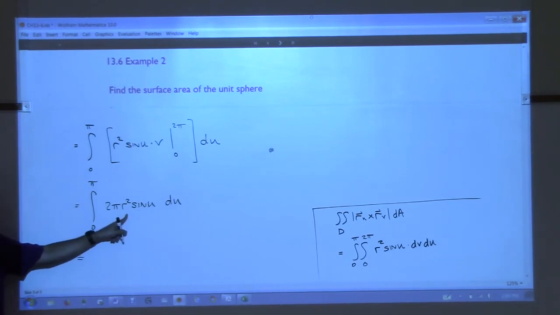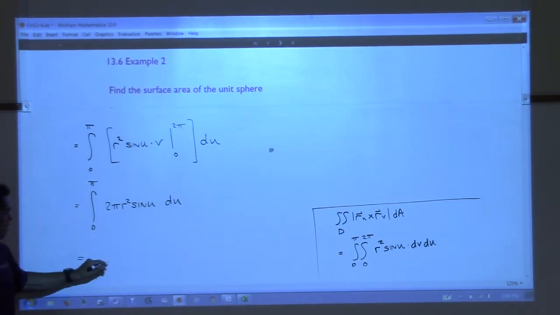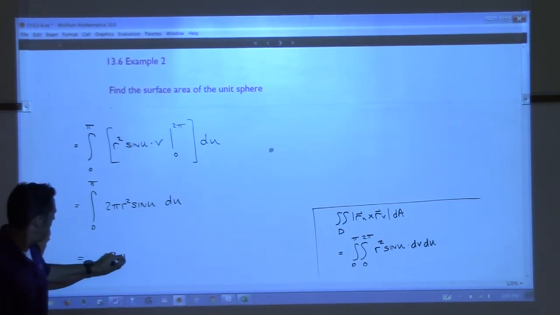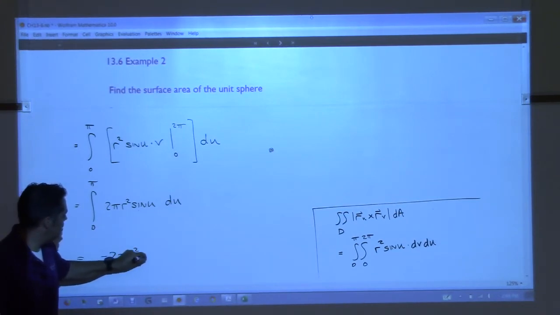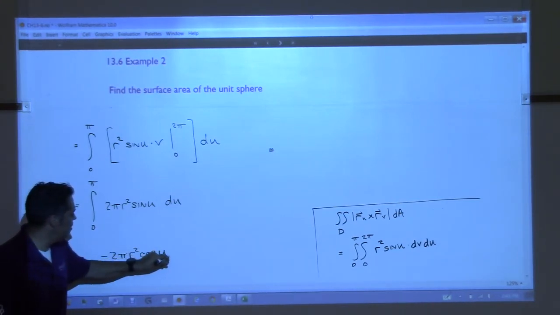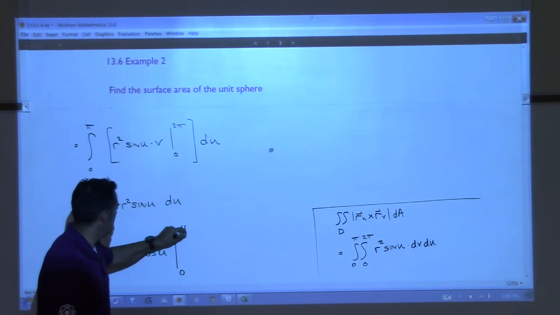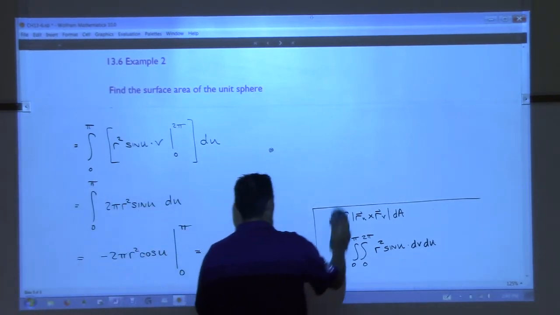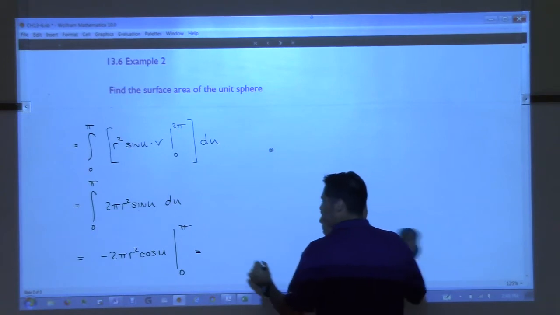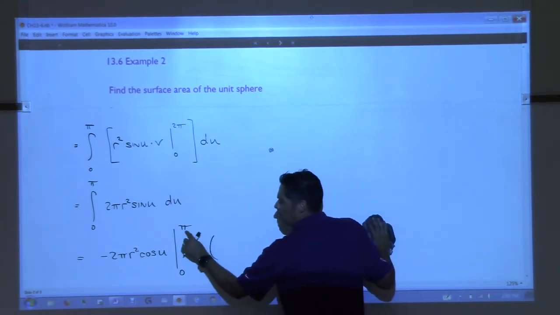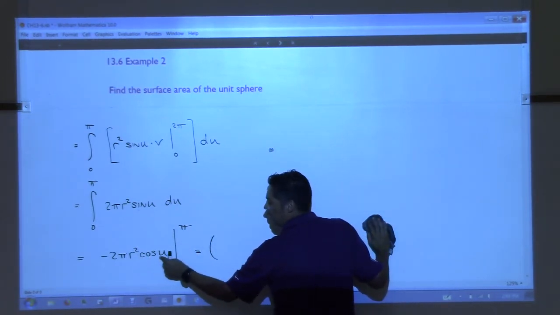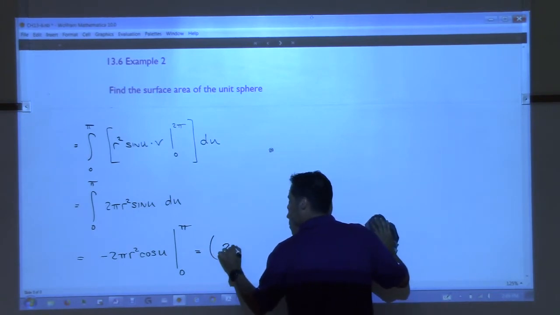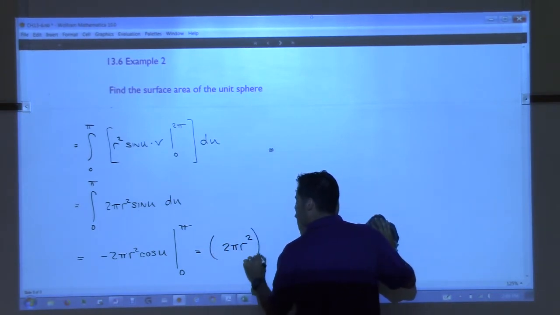Antiderivative of that with respect to u would be negative 2 pi r squared cosine of u, evaluated 0 to pi. Right? So what happens when you plug in pi? Let's see. When you plug in pi for u, cosine gives you negative 1, and that creates 2 pi r squared. And then subtract from that.